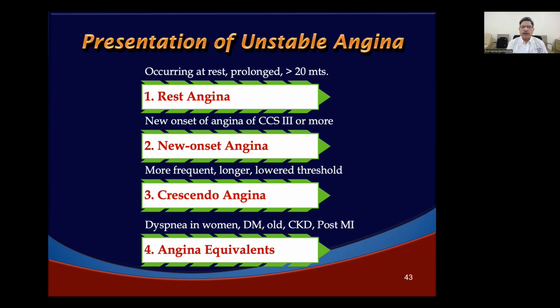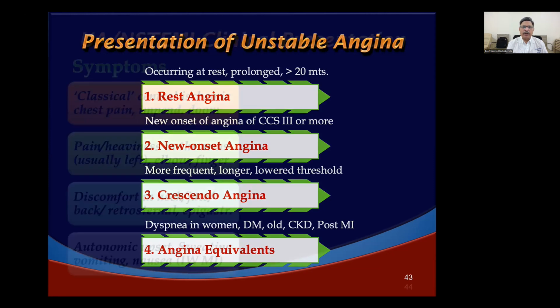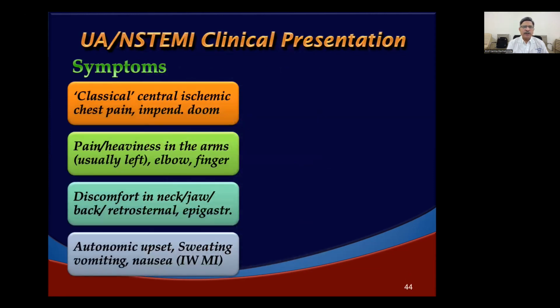That is called angina equivalent. Look for angina or angina equivalent. Now, what are the symptoms? Classical symptoms: central ischemic chest pain, impending doom, pain and heaviness in the arms, usually the left arm, maybe either arm, elbow and finger.